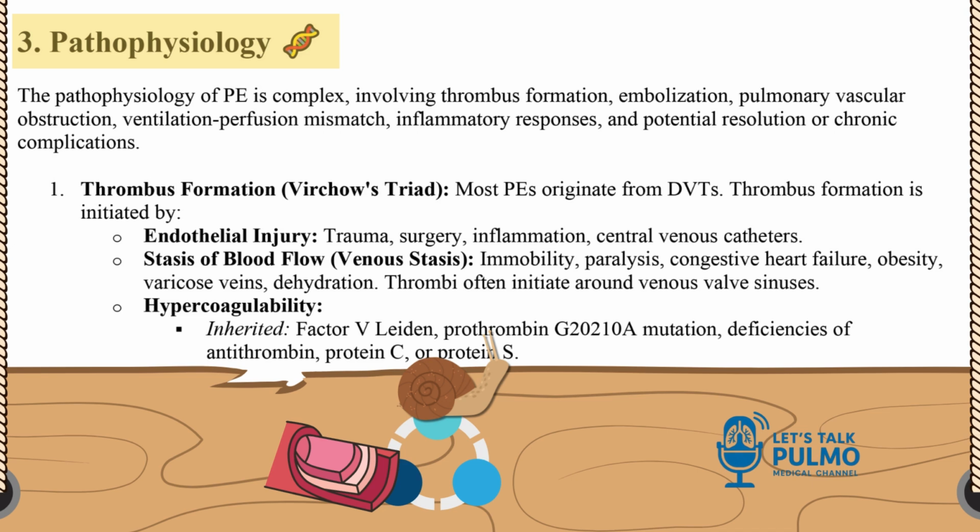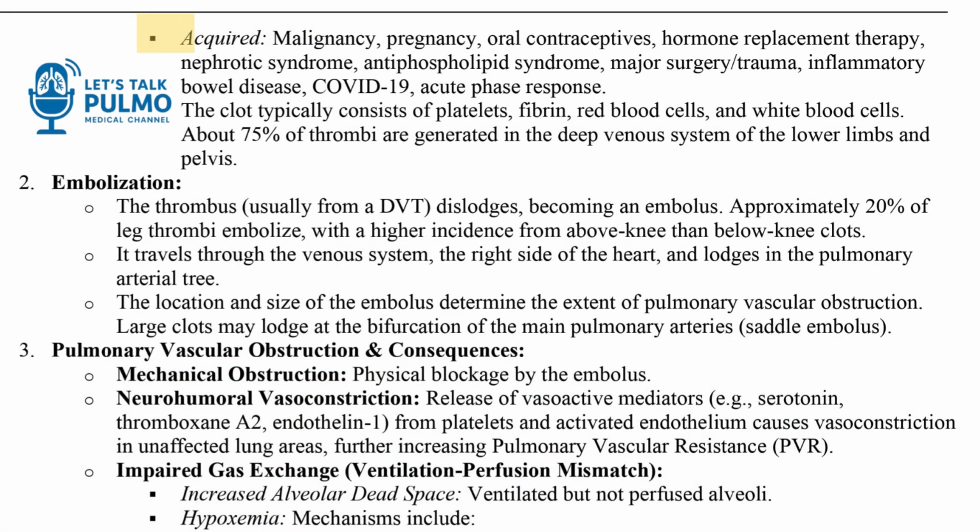The third is hypercoagulability. Essentially, the blood itself has an increased tendency to clot. This can be inherited things like factor V Leiden, prothrombin gene mutations, or deficiencies in natural anticoagulants like protein C, protein S, or antithrombin. Or it can be acquired. Think malignancy, pregnancy, taking oral contraceptives or hormone replacement therapy, certain kidney diseases like nephrotic syndrome, antiphospholipid syndrome, and even infections like COVID-19 have been linked to this. The blood is just stickier, more prone to clotting. So it's often a combination of these things, vessel damage, slow flow, and sticky blood that sets the stage.